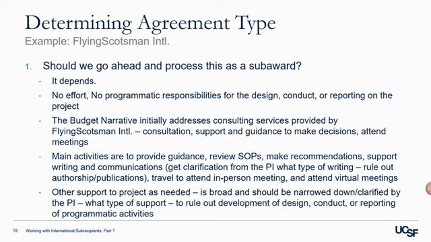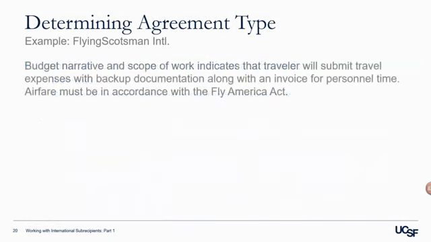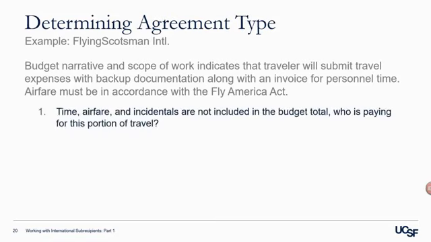So let's continue on, because Joyce was scrutinizing this subaward, this quote unquote subaward. So the budget narrative and scope of work indicates that the traveler will submit travel expenses with backup documentation along with an invoice for personnel time. Airfare must be in accordance with the Fly America Act. So if we look at all this information on the 3 documents, time, airfare, and incidentals were not included in the budget total. So who's going to pay for this portion of the travel?